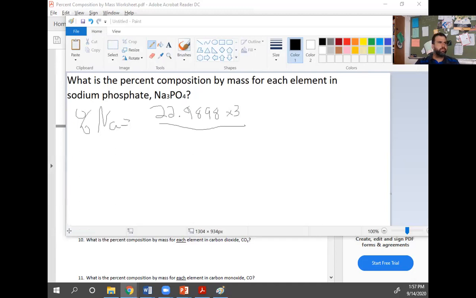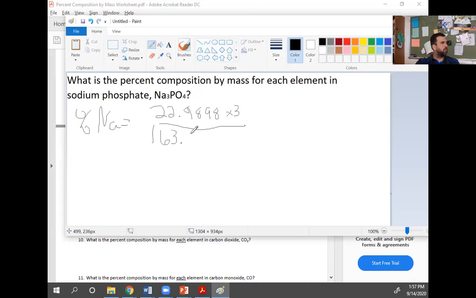I got 163.94. Yeah, that's what I got. And that's the correct number of significant figures because Na has 4, P has 4, O has 4 decimals, correct? So it's 163 point, what did you say?